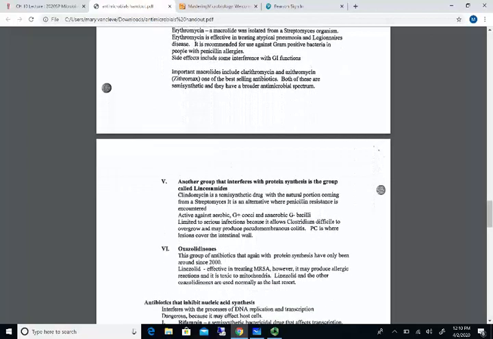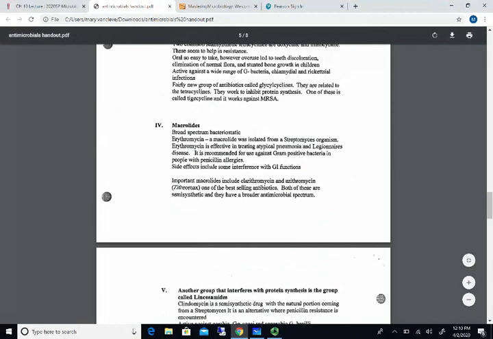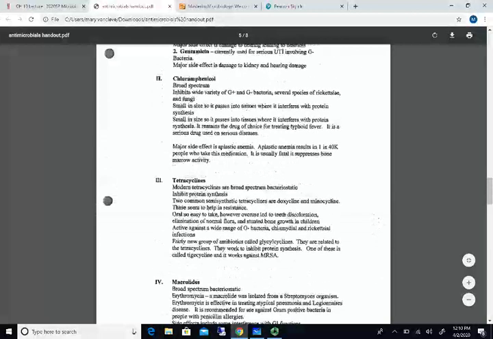Next class would be macrolides. This is a very broad spectrum bacteriostatic antimicrobial.